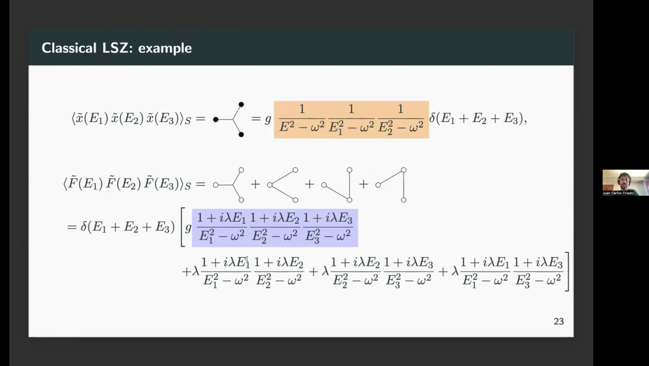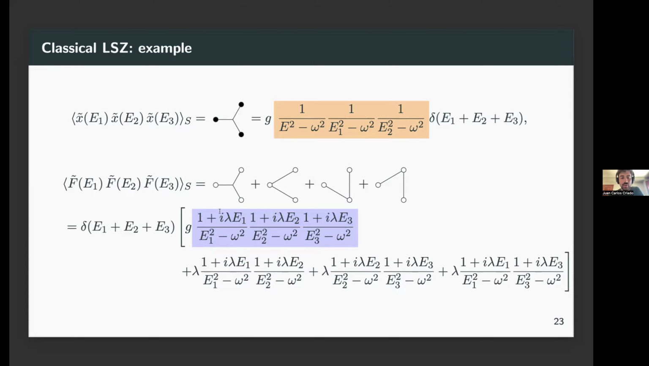So the first one here, the orange one, is the 3-point function for the original theory. It's pretty trivial. It has the poles that you'd expect, and then the amplitude is just g. Now you can look at the 3-point function in the redefined theory, and in that case, you get one term with the correct pole structure and some factors which correspond to the normalization factors Z that I defined before. And then some extra terms.